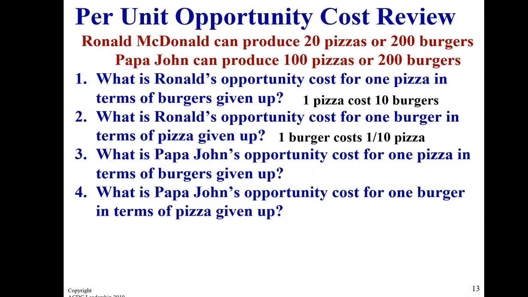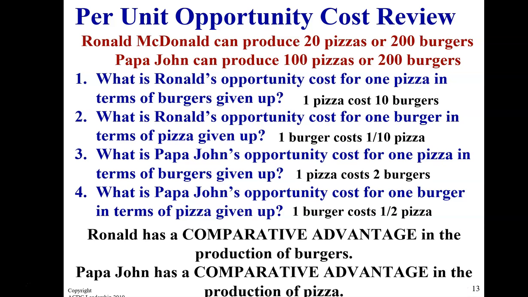And the answers are here. 1 pizza would cost 10 burgers for number 1. Number 2, 1 burger would cost a tenth of a pizza. Number 3, for Papa John, 1 pizza would cost 2 burgers. And number 4, 1 burger would cost a half of a pizza. Ronald has a comparative advantage in the production of burgers, and Papa John has a comparative advantage in the production of pizza.